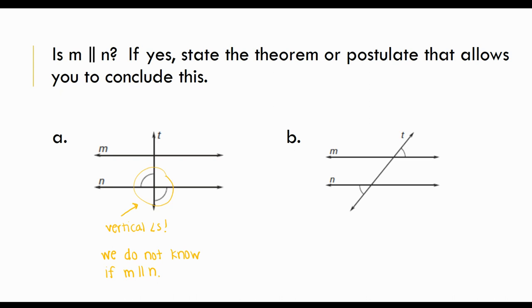parallel lines. Okay, but if we look at part B, we've got an angle that is marked outside on the right, and we have an angle that is marked outside on the left. These are alternate exterior angles. And because they are marked congruent, if we have alternate exterior angles that are congruent, remember that is enough to prove that we have parallel lines. So my answer to this is yes, line M is parallel to line N, and it's because of that reason that I just stated.